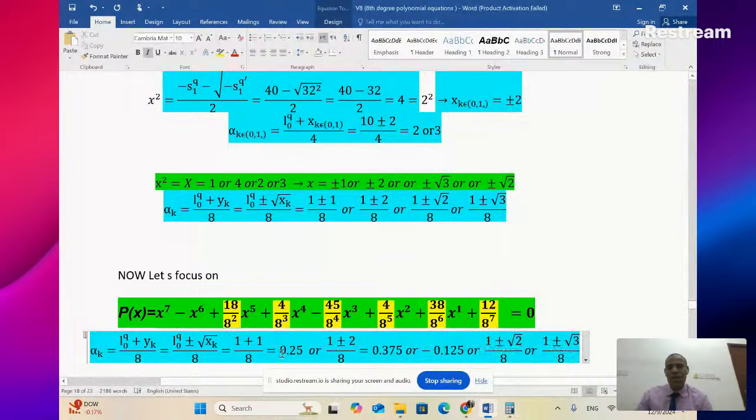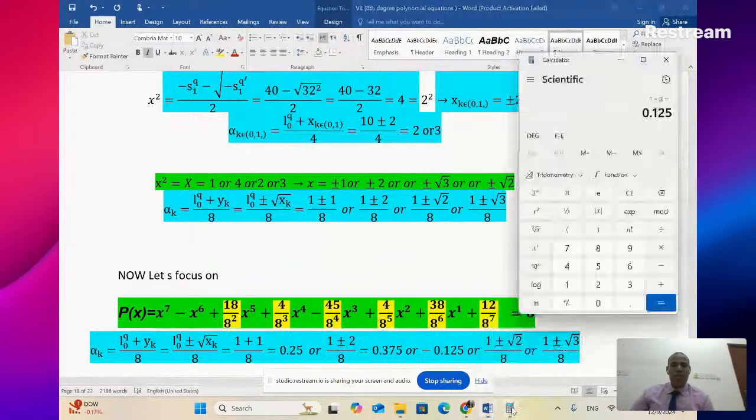Now I will check with you for this polynomial to the power 7, these roots. For example, I will check 0.25 or 0.375 or negative 0.125. I will use these coefficients. Okay, now my kids, let's start. We have, I will make negative 0.125.